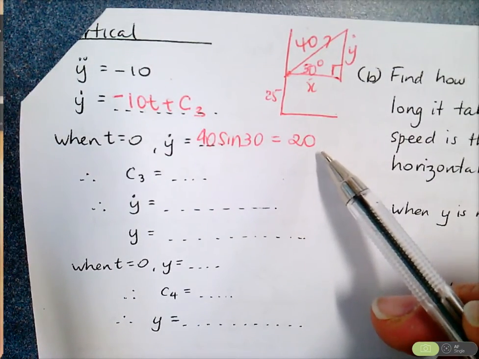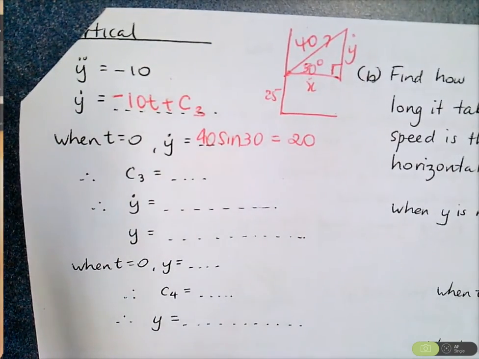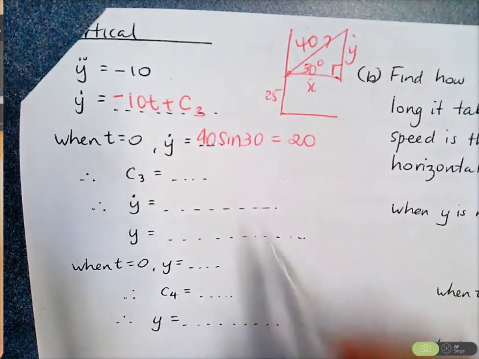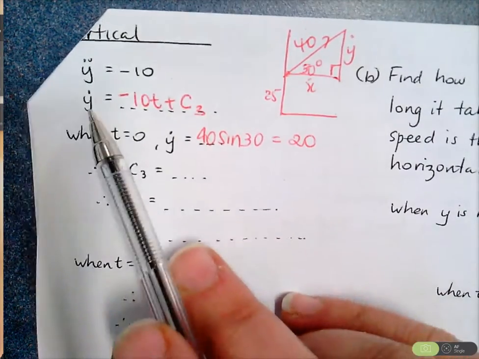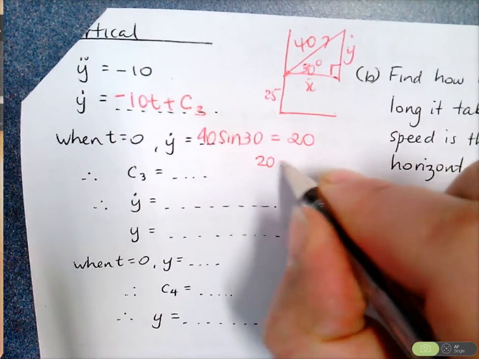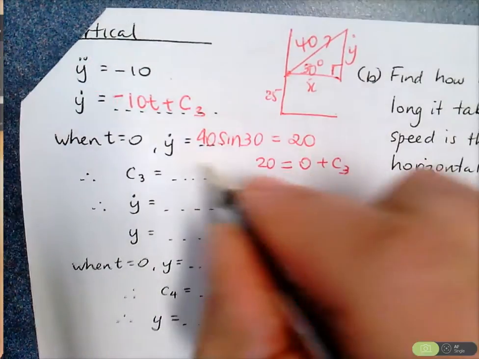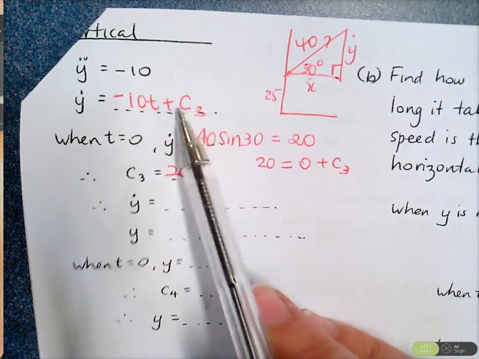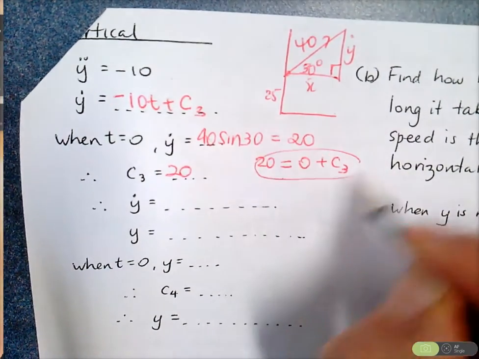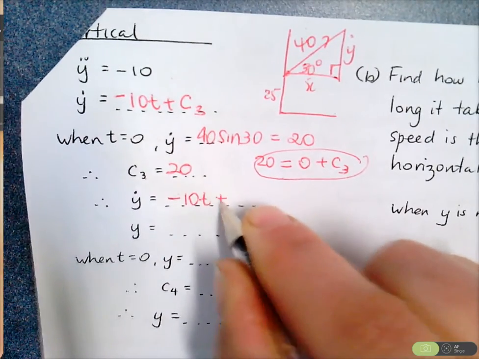So is that how you always work out horizontal and vertical? Yes, always. You use the triangle for initial velocity. So therefore, what does c3 equal? When t is 0, y dot is 20. So 20 is 0 plus c3. What does c3 equal? 20. You'll get 20 when you substitute it in here: 20 equals negative 10 times 0 plus c3. So that's the working out. Therefore, c3 is 20, so y dot is negative 10t plus 20.